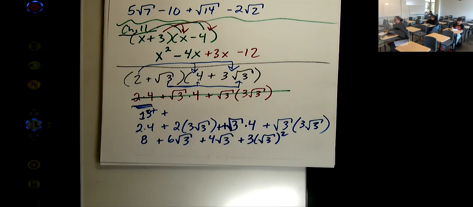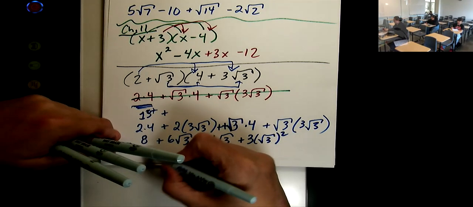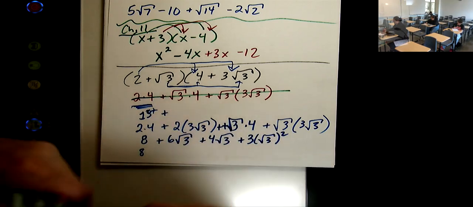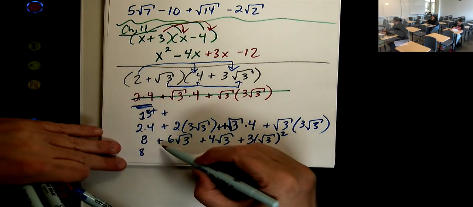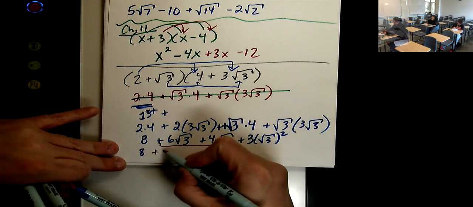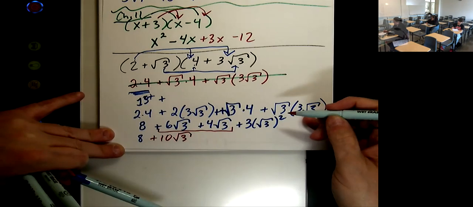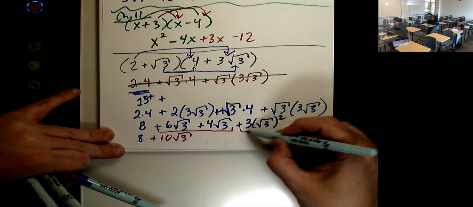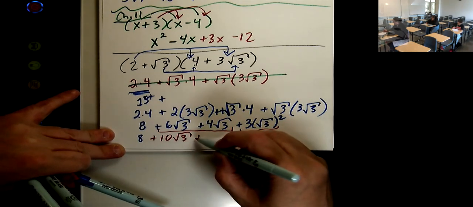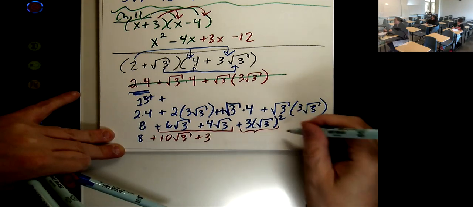We can keep going. I can't do anything with the 8 yet. I can add these two together though, right? This is 6 plus 4 is 10 square root of 3. And this actually changes too. The square root of 3 times the square root of 3 is what? Or square root of 3 squared.